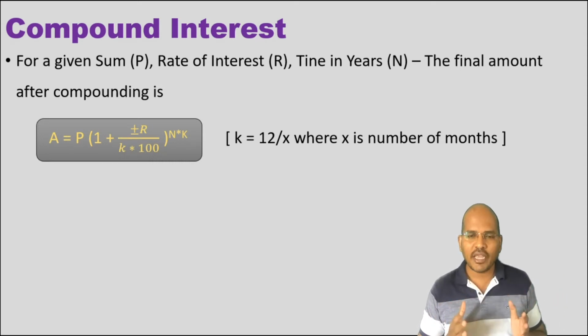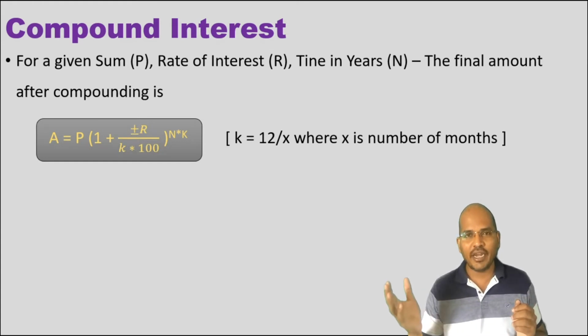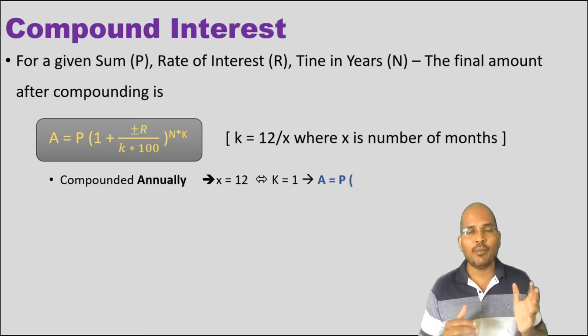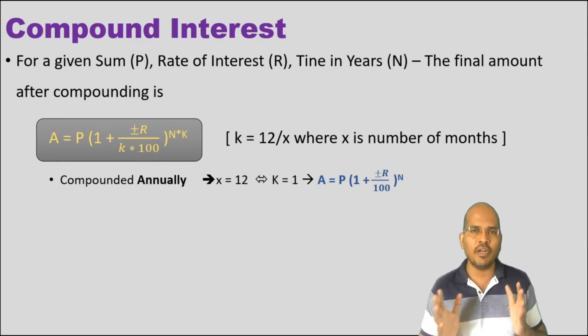So now what is this K? K is given by 12 upon X. People calculate interest annually. What is annually? For every 1 year they calculate the interest. So X is 12 months, so K becomes 1. When K becomes 1, amount A becomes P into 1 plus R by 100 whole power N. This is the formula that you normally use.